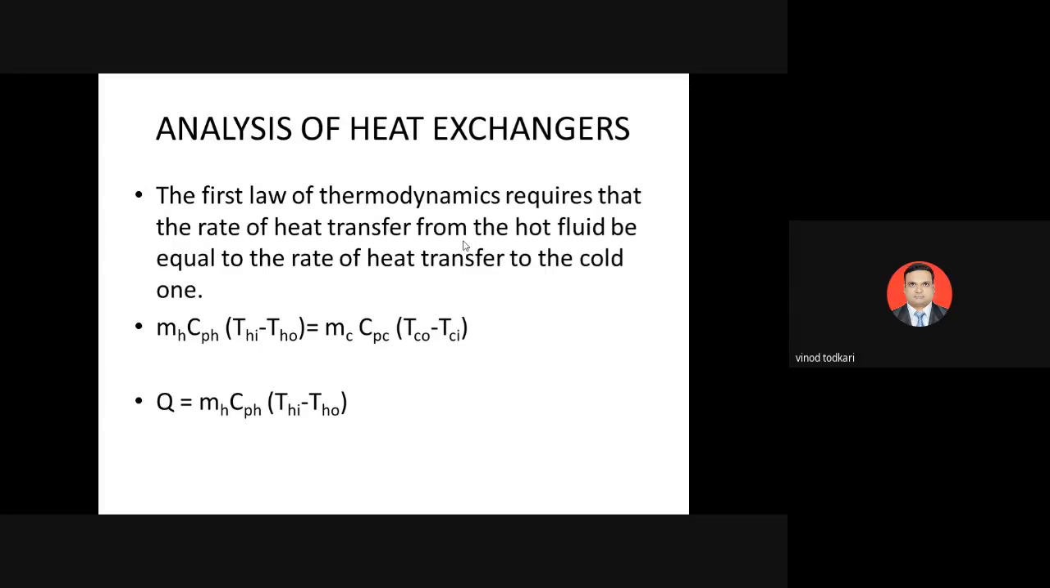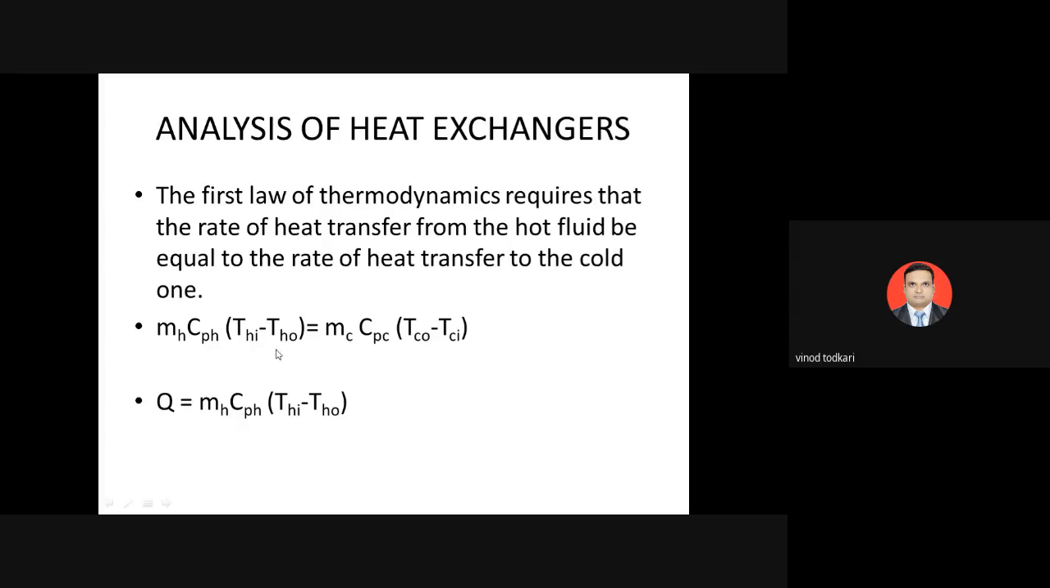Now see, if you look at the brackets in this equation, for the hot fluid we have written Thi minus Tho, that is inlet minus outlet, and for the cold fluid we have written outlet minus inlet. Why is there this difference? It is because it will be higher temperature minus lower temperature. We are interested in the magnitude, not the direction. We know the direction: heat is flowing from the hot fluid to the cold fluid.